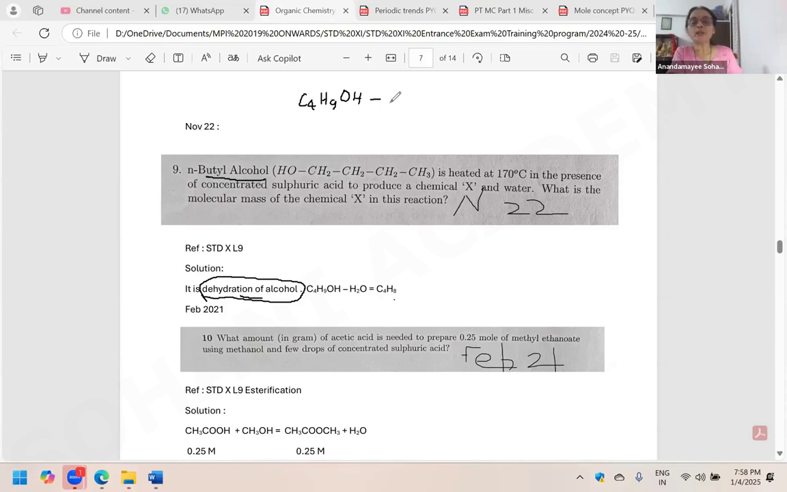You may be able to find on the spot that if I remove H2O from C4H9OH, what is going to remain? C4H8. So what happens after dehydration? 2 hydrogens and 1 oxygen from the parent compound are removed. And then I have to simply find the molar mass of this compound.